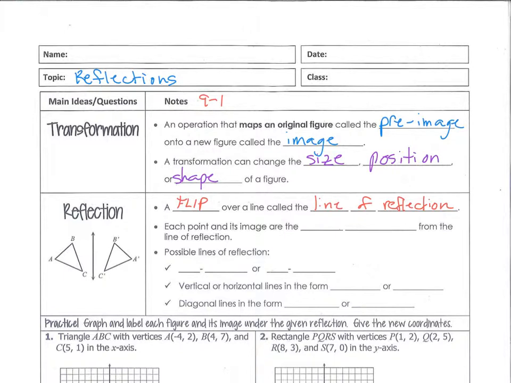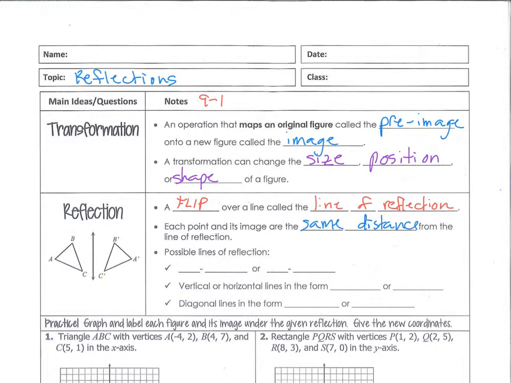So on the next little bullet point here, each point and its image are the same distance from the line of reflection. And then there's all kinds of possible lines of reflection that you could have. We're going to look at all of them today.